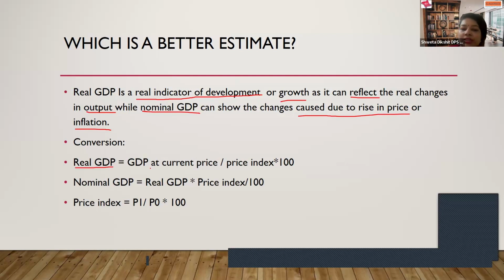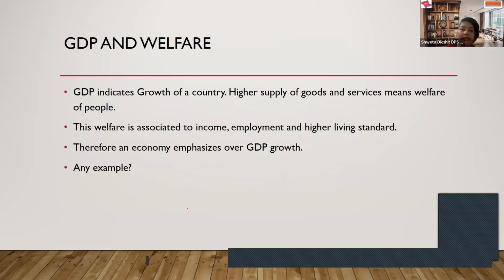Now, how do we calculate real GDP? We calculate it as GDP at current price divided by price index into 100. That is, nominal GDP divided by price index into 100 is real GDP. Price index, if I take you to the past, that is all about the index number, P1 upon P0 into 100. That's a very, very important thing.